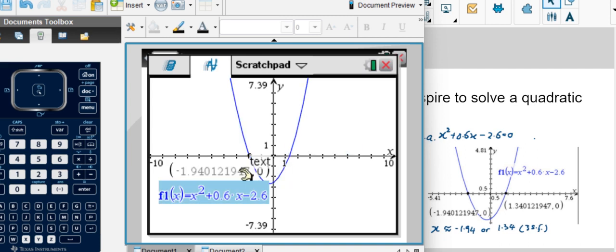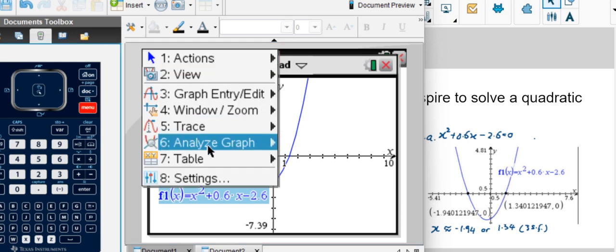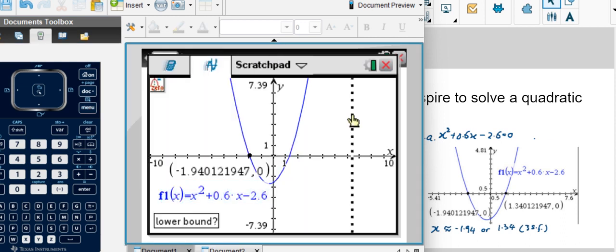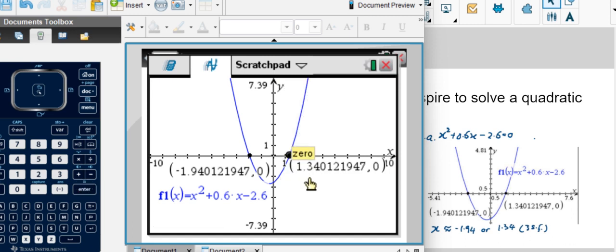Right, next, can you use your TI-Nspire and then find the root on this part of the graph? Okay, great. Let's do this again. So I go to menu, go to analyze graph, 0, and then left of the root. Is that the lower bound? It says, right? Say yes, means enter. And then you drag it across until you get 0, and then you see 1.34.